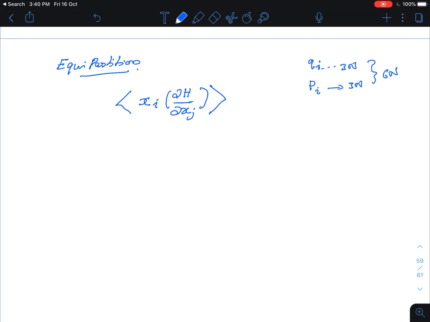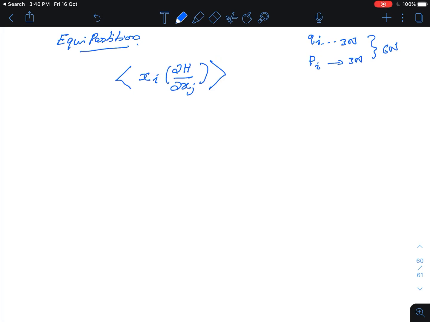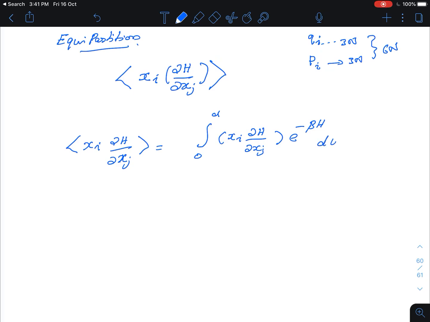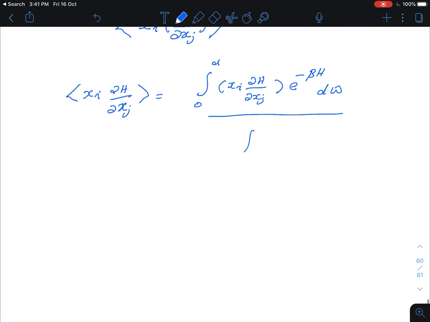So now we are going to have the expectation value of this quantity. So you know how the expectation values are found out. Usually we take the classical system. So the expectation value of xi dou h by dou xj is simply integral, since it's classical, we treat it as classical. So it's integral 0 to infinity xi dou h by dou xj e raised to minus beta h d omega divided by integral 0 to infinity e raised to minus beta h d omega. Clear? Now we have to check the numerator first. Let's do that.